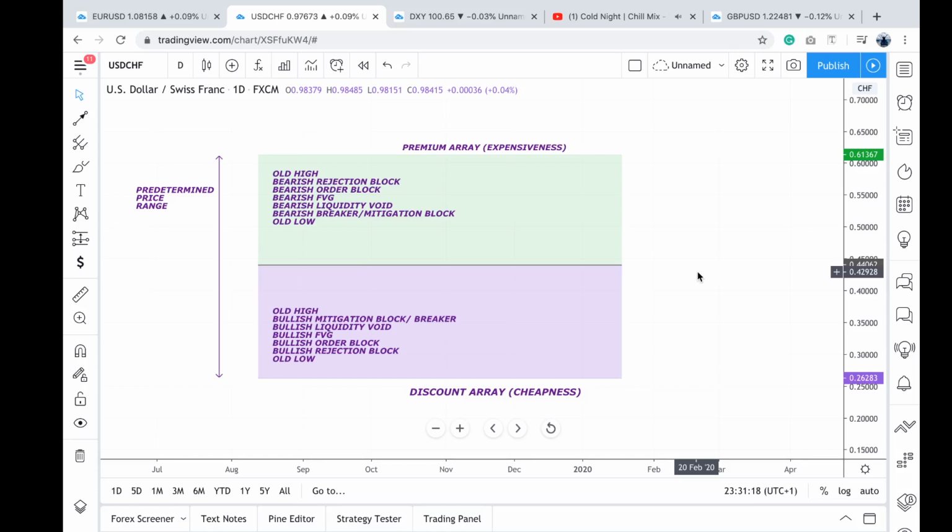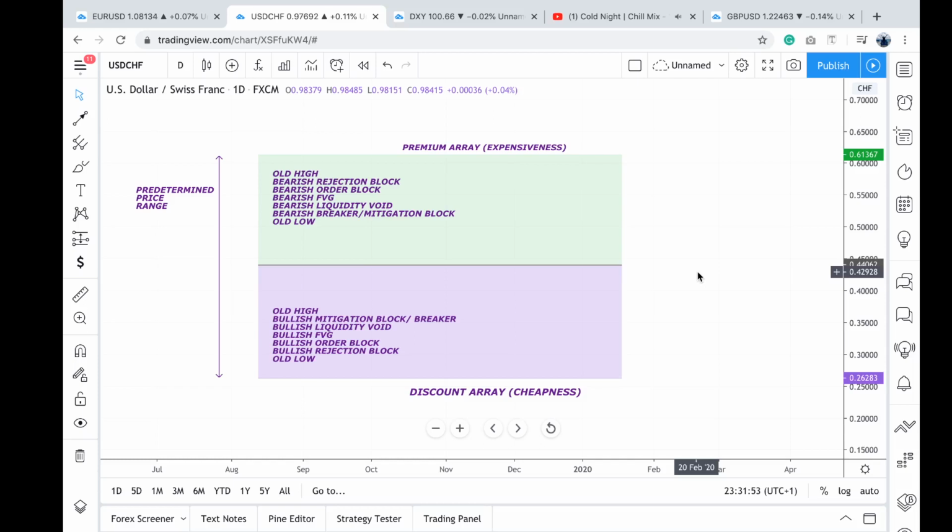So this is where we come to hold high, bearish rejection block, bearish order block. No, actually, let's remove bearishness or bullishness. Let's just identify those levels. So for institutional reference points, you've got hold high, hold low, rejection blocks, order blocks, fair value gaps, liquidity voids, a breaker, or a mitigation block. That is all you need to know in reference to an institutional reference point.